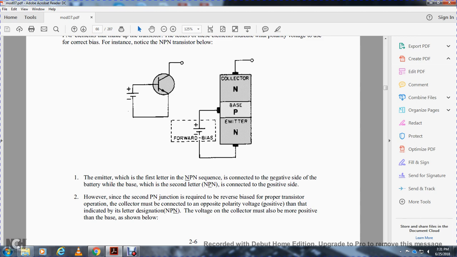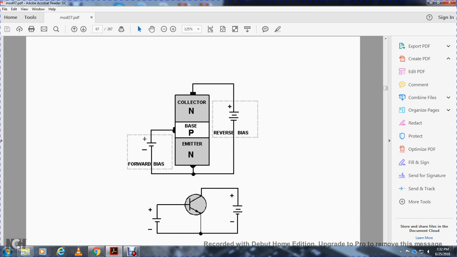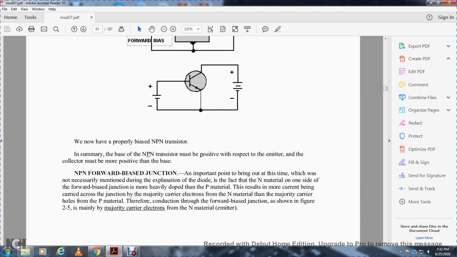However, since the second positive negative junction requires reverse bias for proper transistor operation, the collector is connected with the opposite polarity voltage than the indicator letter designated. Negative is designated positive. The voltage of the collector must also be more positive than the base, as shown below. The positive going to the base forward biases, and the positive going to the collector reverse biases. We have now properly biased the negative positive negative transistor. The base must be positive with respect to the emitter, and the collector must also be more positive than the base.